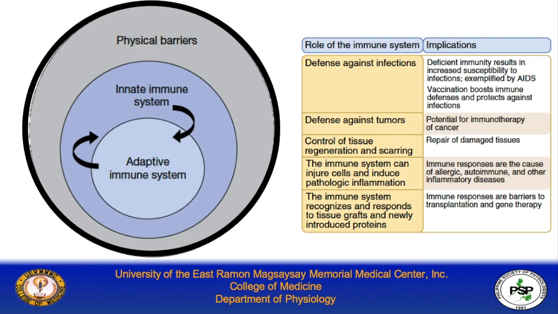Now, some of the functions of our immune system would be the following. So it can be a defense against infection. That's one of the primary functions of the immune system, the defense against infections. It can also act as a defense against tumors. Aside from that, because of the process of inflammation, it can control tissue regeneration and scarring. Meaning to say, it can repair or initiate the repair of the damaged tissues.